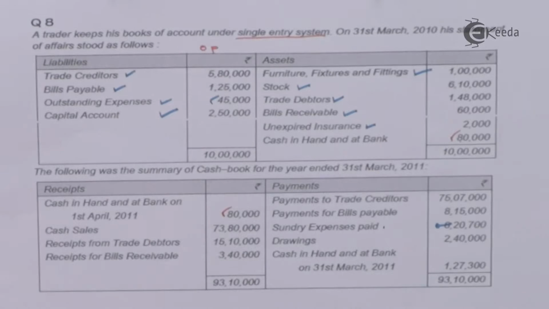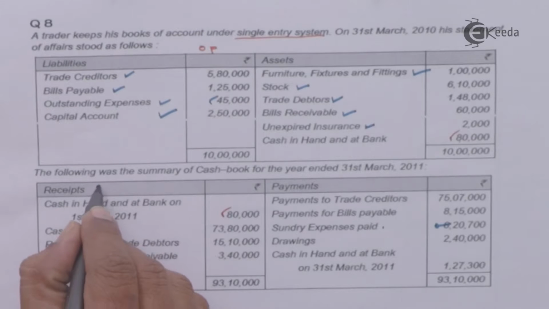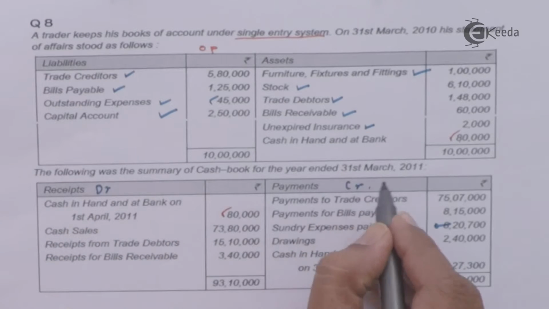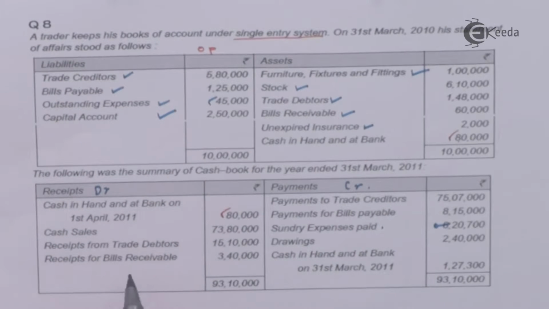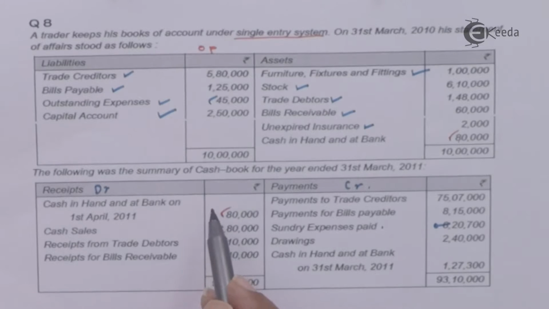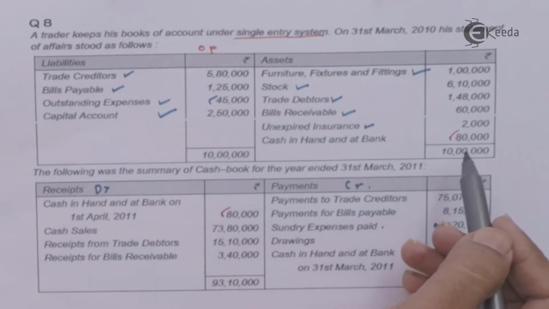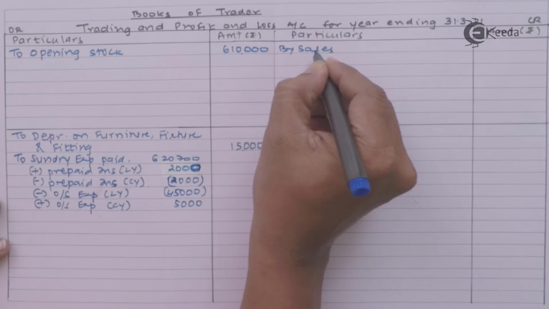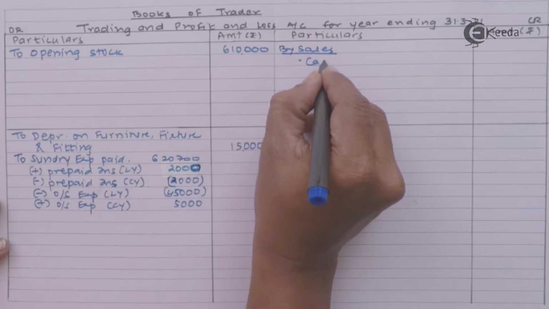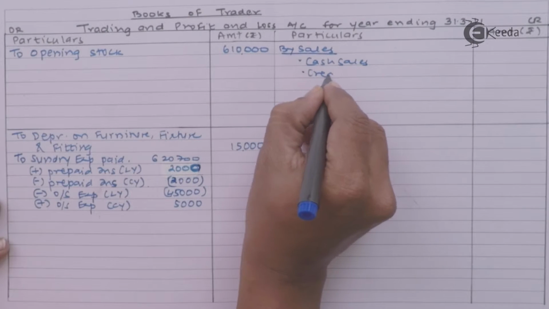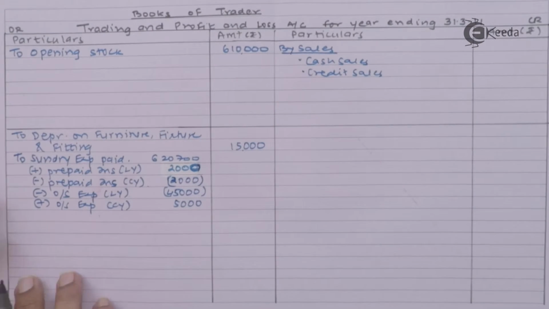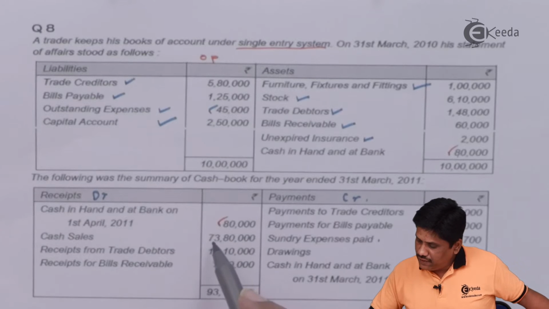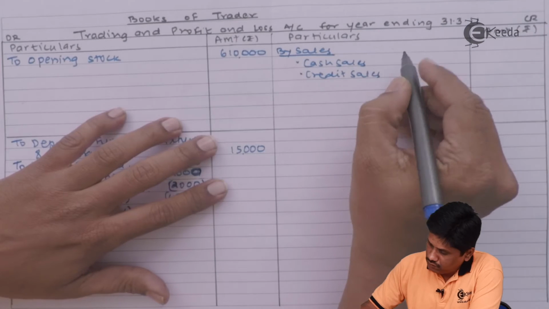Now I need to take care of information given in our receipt payment account. Importantly, receipt side is a debit side, payment side is a credit side. So debit effect is taken care of. I need to think about the second effect. Cash in hand, I think we have already considered in the last balance sheet. Cash sales I will take to my trading account directly on credit side. Cash sales, they gave you 73,80,000.